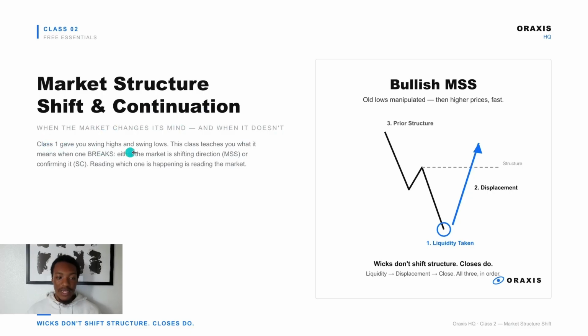Class 1 gave you swing highs and swing lows, and this class will teach you what it means when one breaks. Either the market structure is shifting direction, where you get a market structure shift, this is the abbreviation, or confirming it, where you get a structure continuation, this is the abbreviation. Reading which one is happening is reading the market. So this gets into actually understanding what the market is doing.